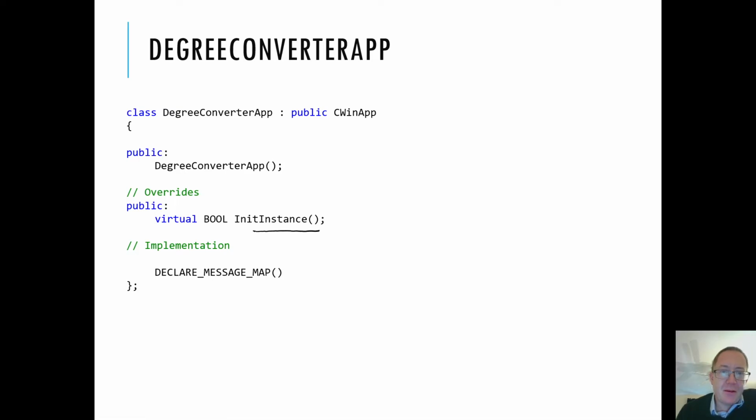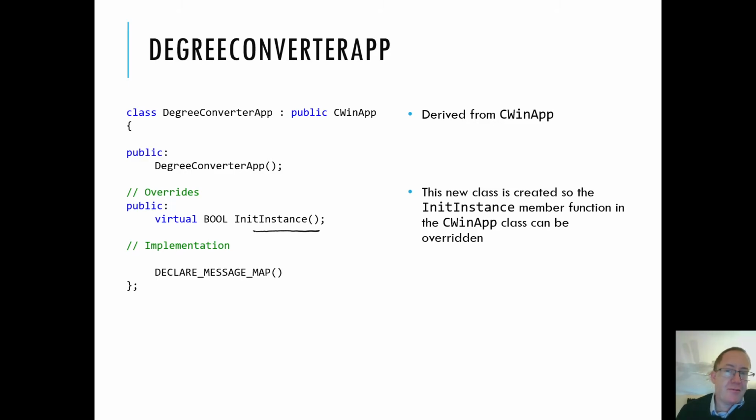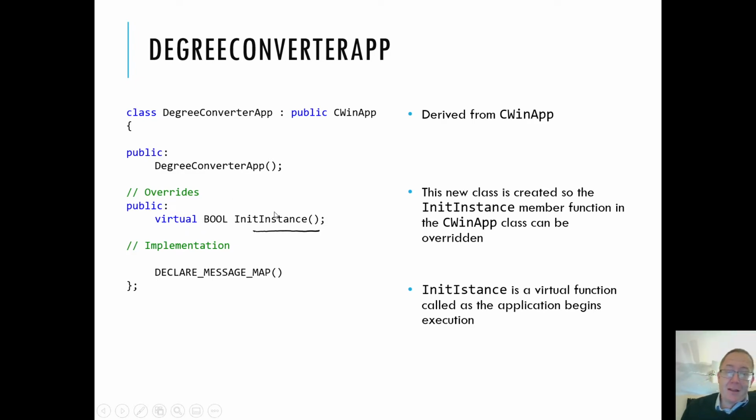Here's the big thing I wanted to point out. So this is the DegreeConverter app. We have InitInstance. We don't need to do anything. Great. Derived from CWinApp, new class created. Fine. And InitInstance is a virtual function called when the application begins. Notice we have this virtual, right? The parent class does what the parent class does unless we make our own version of it. We're going to be doing that, but we're still going to call the parent's version of it.